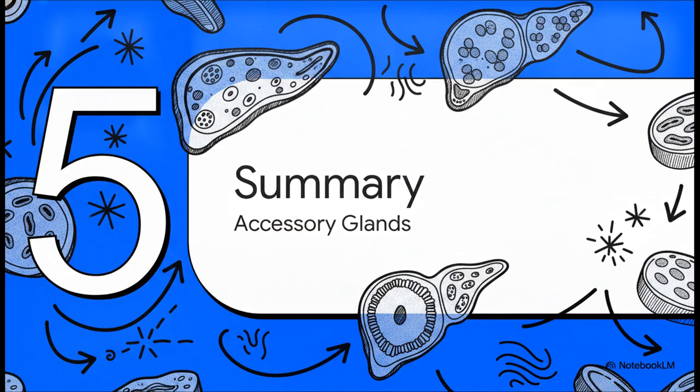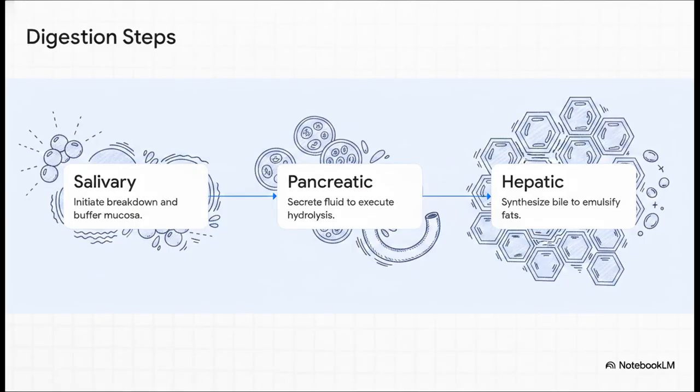Let's synthesize this entire histological gradient into a single, unified mechanism of digestion. From the top down, the accessory organs of digestion operate as an uncompromisingly coordinated chemical manufacturing network. The salivary acini initiate enzymatic breakdown and buffer the oral mucosa. Then, the pancreatic centroacinar and acinar cells flood the duodenum with an alkaline, zymogen-dense fluid to execute major luminal hydrolysis. Simultaneously, the hepatic lobules synthesize the bile acids necessary to emulsify massive lipid loads.